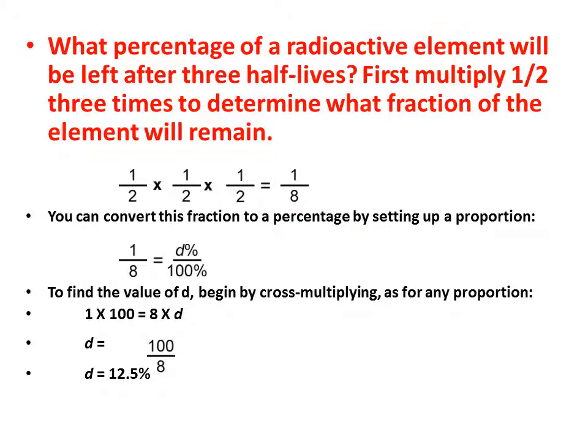What percentage of a radioactive element will be left after 3 half-lives? First, multiply one half 3 times to determine what fraction of the element will remain. That means 1/8. You can convert this fraction to a percentage by setting up a proportion. That is, 1/8 is equal to d percent over 100%. To find the value of d, begin by cross multiplying as for any proportion. 1 times 100 is equal to 8 times d. That is, d is equal to 100 divided by 8. That's equal to 12.5%.